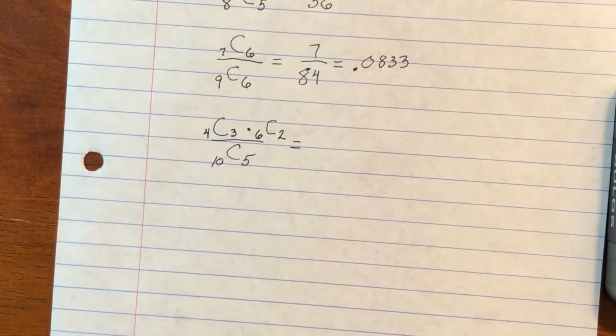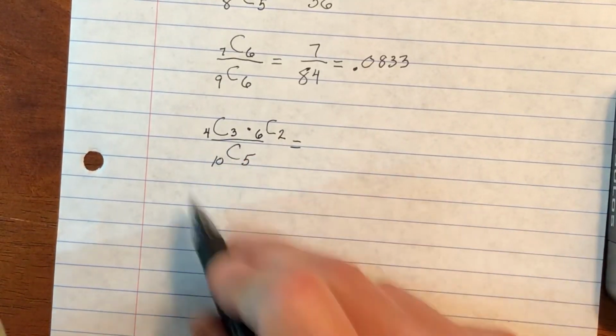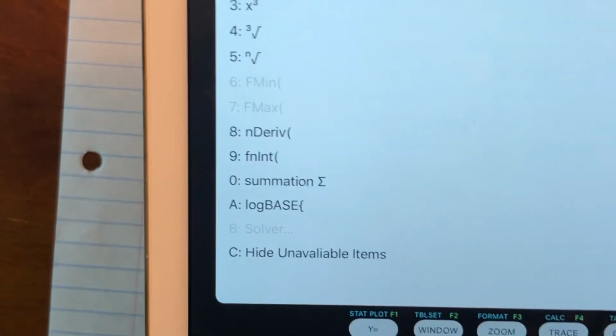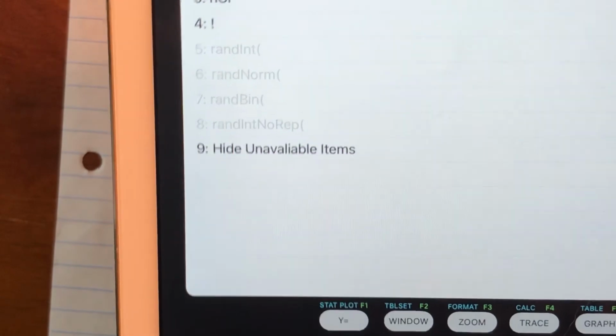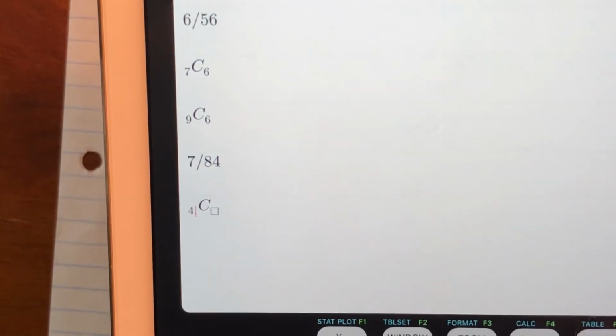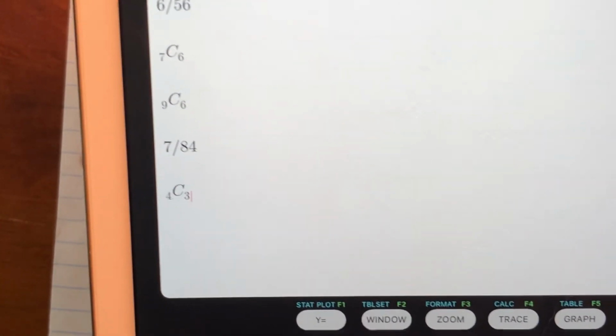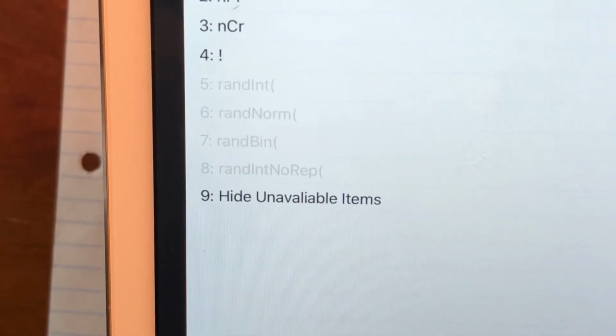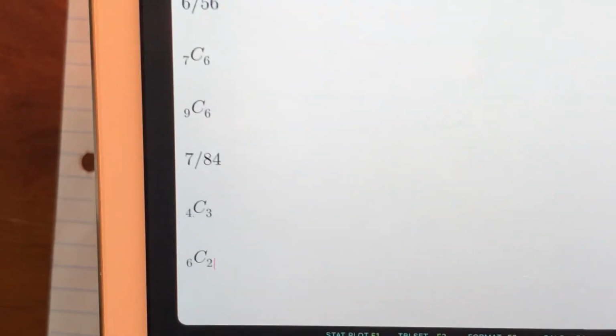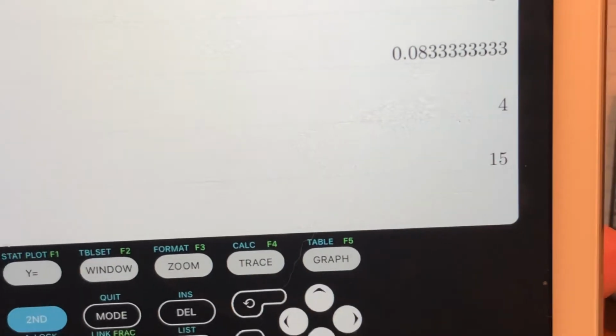Told you this was going to get a little bit more complicated. So let's figure out what these numbers are and see if we got it right. All right, let's do 4 choose 3. 4 choose 3 is 4. What's 6 choose 2? 6 choose 2 is 15.